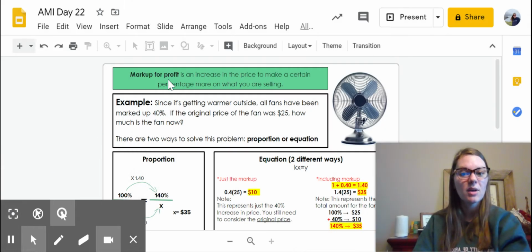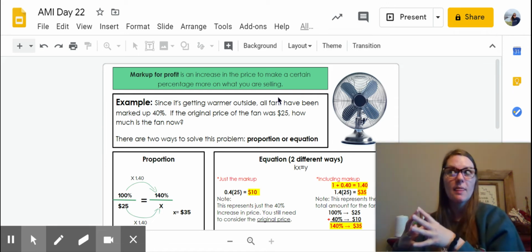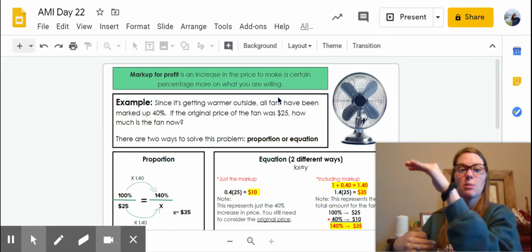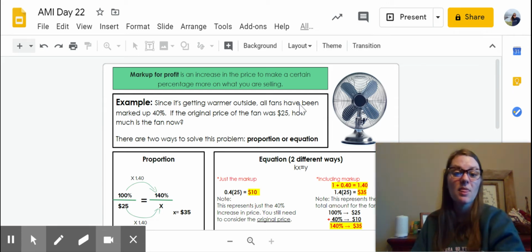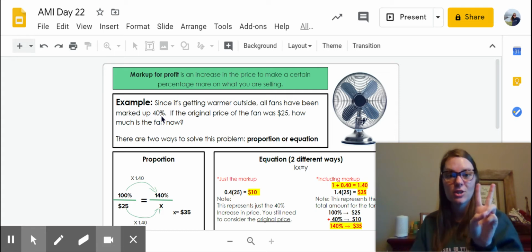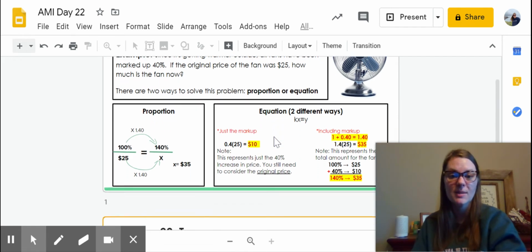Well, markup for profit is an increase in the price to make a certain percentage more than you paid. So in today's problem, they bought the vehicle for $12,000 and they want to make a 32% profit. Apply that to this problem: the fan costs $25 and they want to make a 40% profit above that original price. So there are two ways to do this. You can solve with a proportion or with an equation. I'm going to show you both ways.